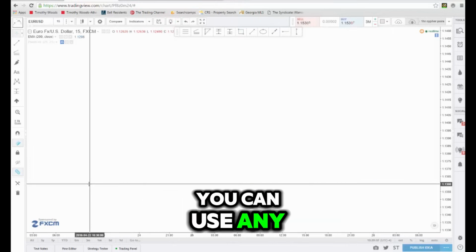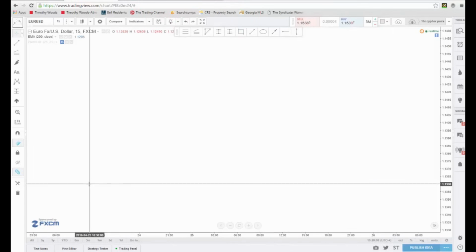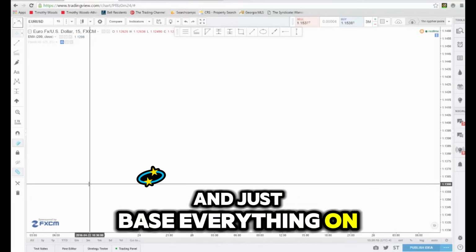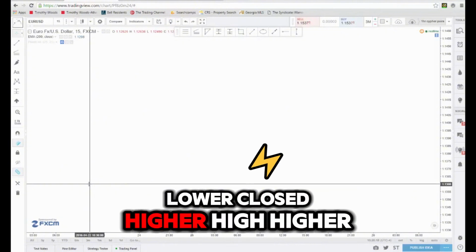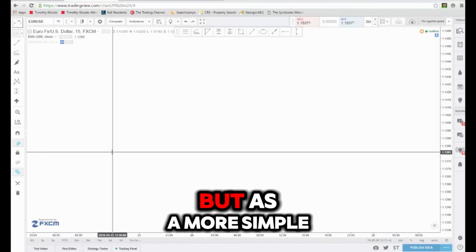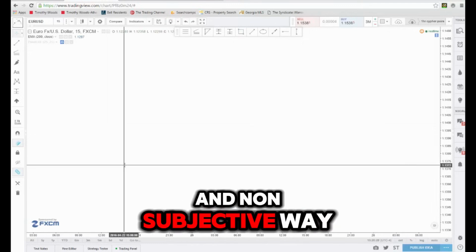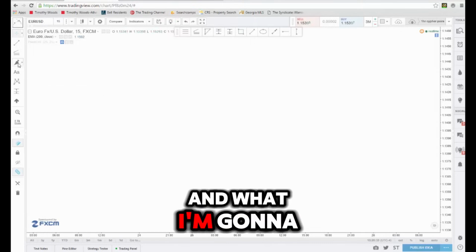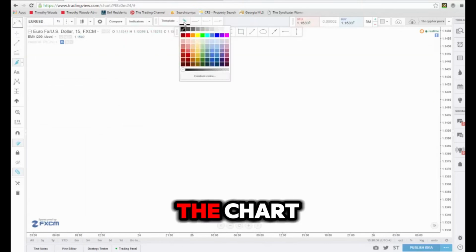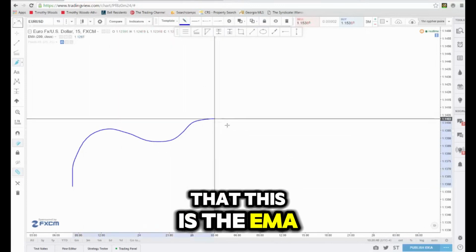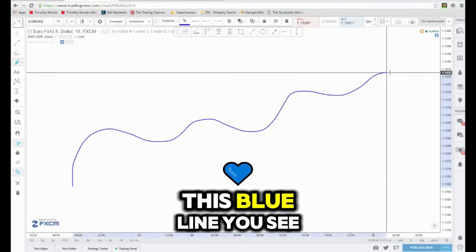You can use any indicators that you would like, or you can use no indicators and no EMA and just base everything on lower low, lower close, higher high, higher close candles, which would also be a good idea for testing this strategy. But as a more simple and non-subjective way to use this strategy, I am going to use a 200 EMA, and I'm just going to draw on the chart, and we'll pretend that this blue line you see here is the EMA.